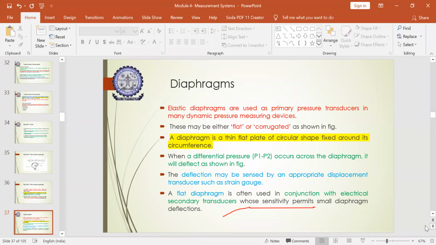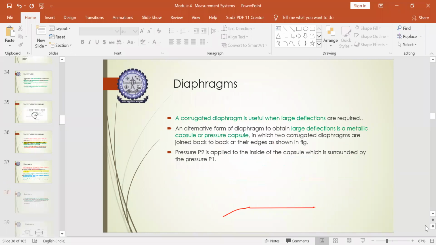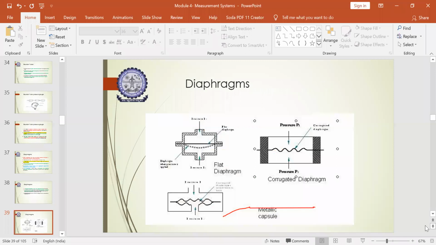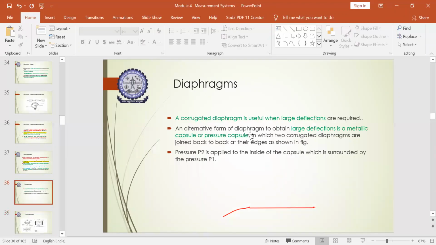So next comes the diaphragms. This is the second type of physical elements which are used in order to get the required displacement with pressure as an input signal. So how does the diaphragm look like? There are three types of diaphragms here. One is the flat diaphragm, one is the corrugated diaphragm, and the third one is the metallic capsule. These are the three types of diaphragms in mechanical transducers which mainly use pressure as an input signal.